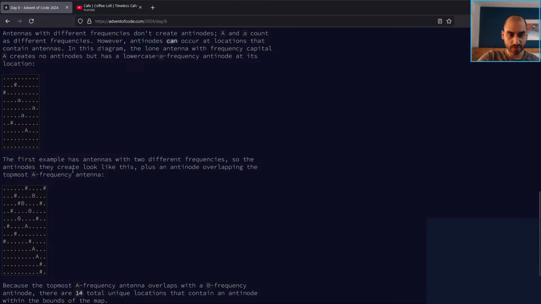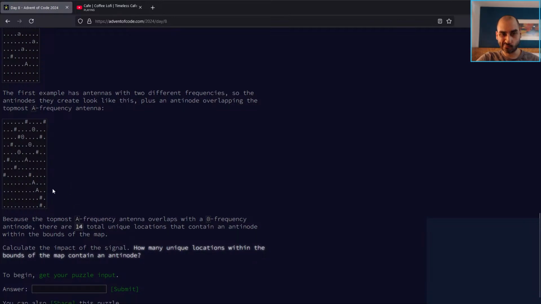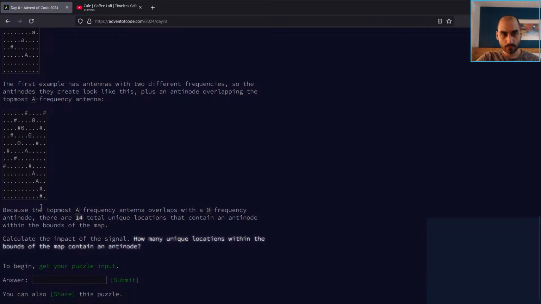Fine. We'll just assume they meant antinodes outside only. Because the topmost A frequency antenna overlaps with a 0 frequency antinode, there are 14 total unique locations that contain an antinode within the bounds of the map. Calculate the impact of the signal. How many unique locations within the bounds of the map contain an antinode?